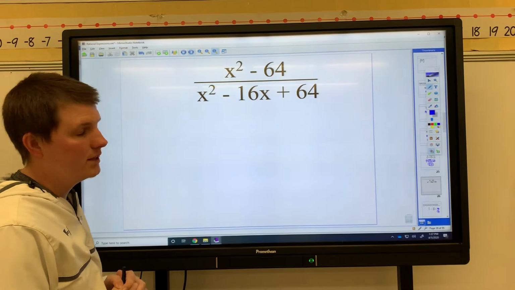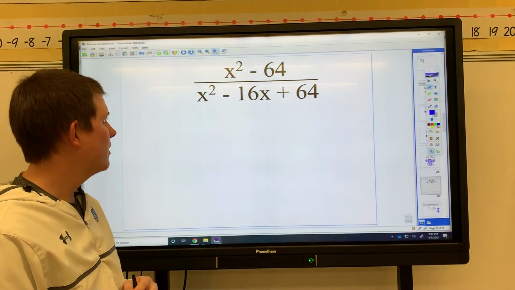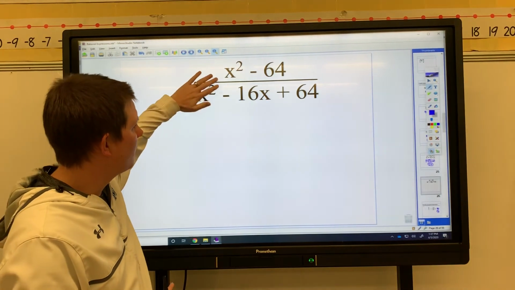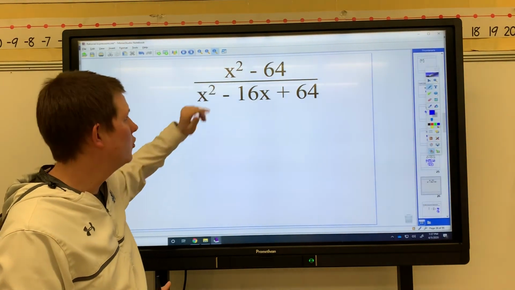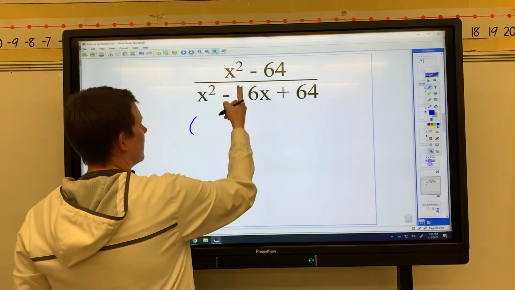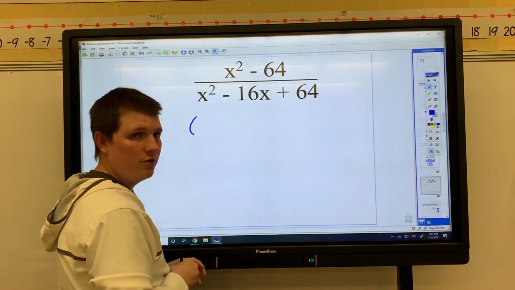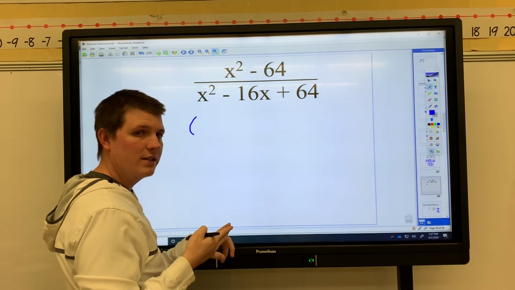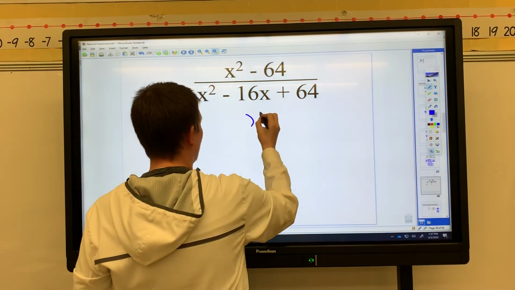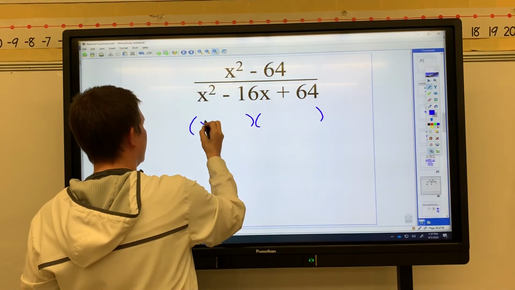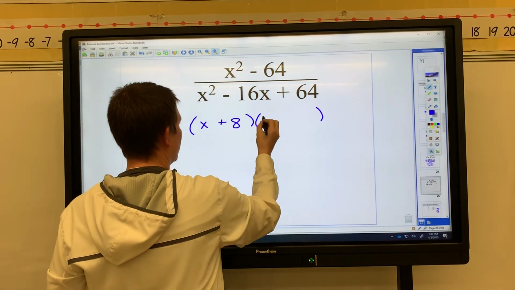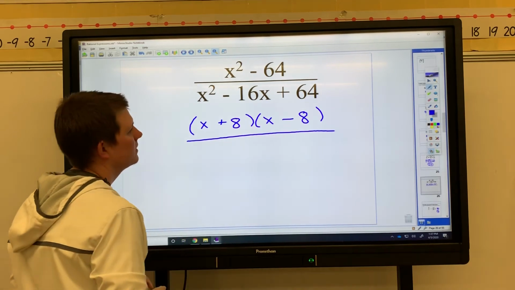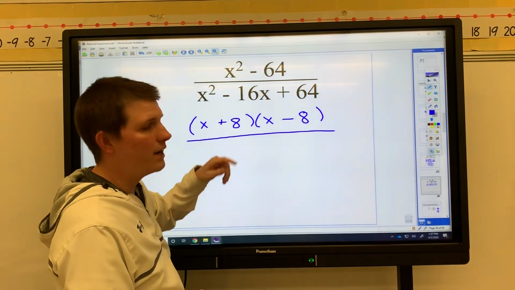x squared minus 64 over x squared minus 16x plus 64. So let's factor the numerator. Remember, don't even worry about the denominator. Factor the numerator. How do we factor that? We can do dots. Difference of two squares. It's a binomial. I'm subtracting, and they're both perfect squares. So hopefully we remember dots. We get x plus 8. We get x minus 8. Take the square root of 64, and that's how I get 8 and 8.